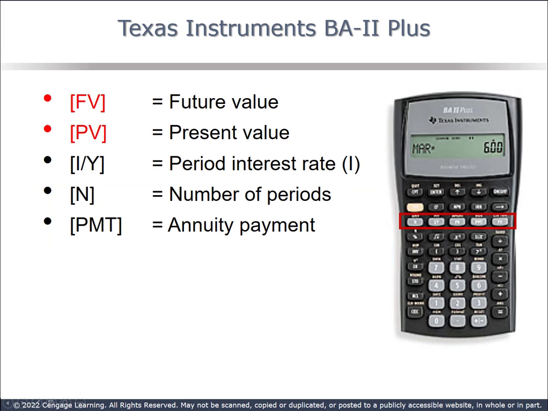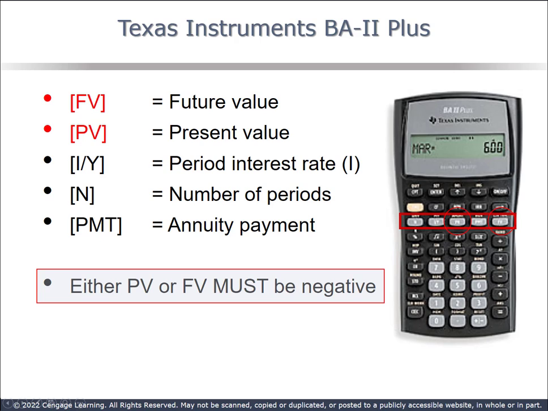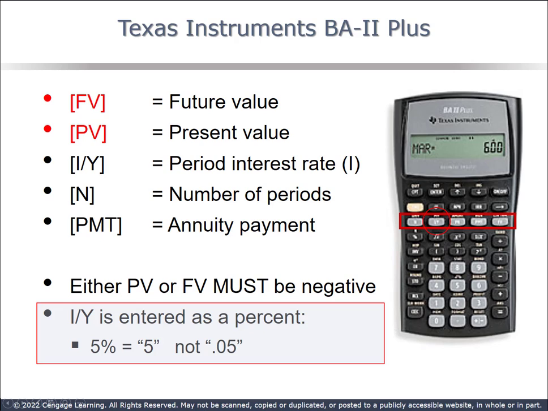Think back to Unit A3, TI Business Analyst 2 Plus Basics. TVM is where you begin to really need your financial calculator and Excel, so let's review the calculator basics a bit. This chapter primarily uses the TVM keys, or the gray keys in the highlighted row. Remember, either the present value or the future value must be negative. You can't have income now and have income in the future. Also recall that interest rates are entered as whole numbers, so 5% is entered as a 5.